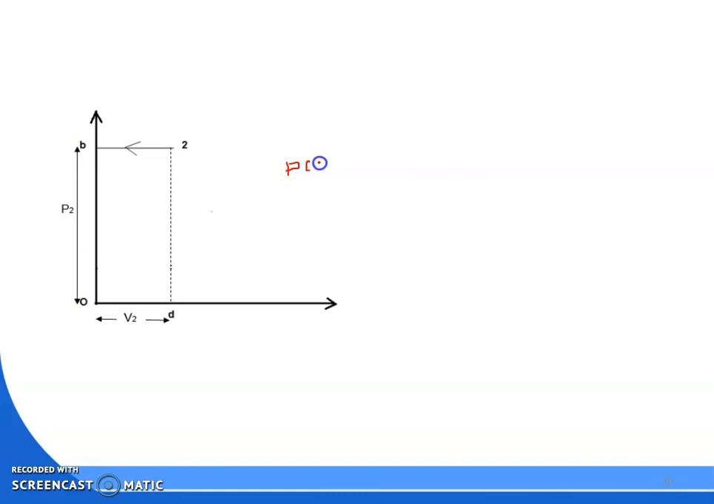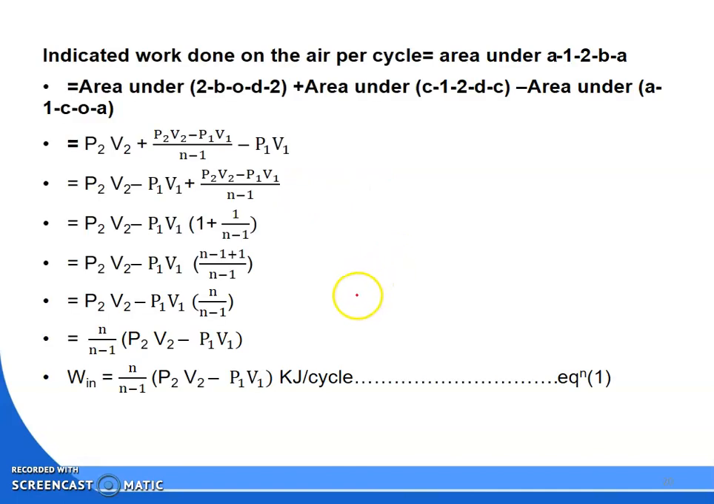What is the work done? P into final volume minus initial volume. So here the initial volume is what? 0, there is no initial volume. The final volume is V2, and the pressure here is P2. So P2 into V2 you can put here.